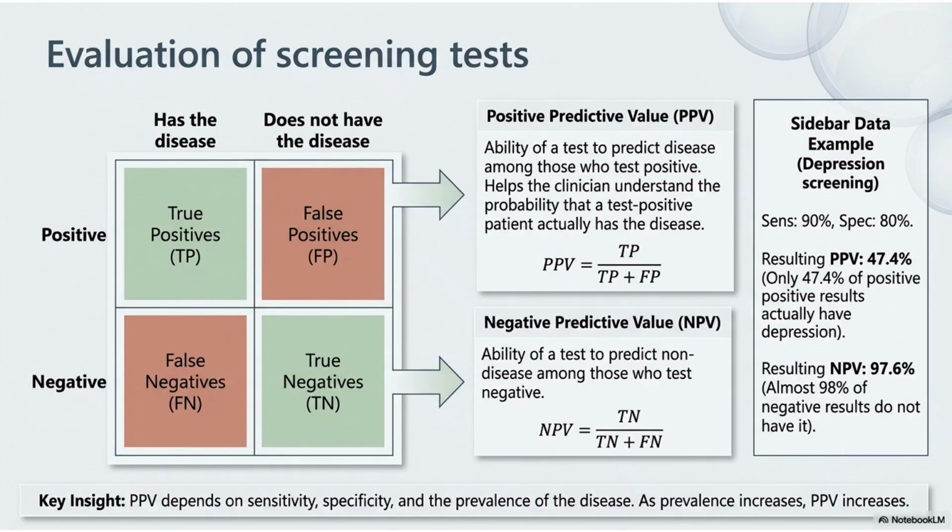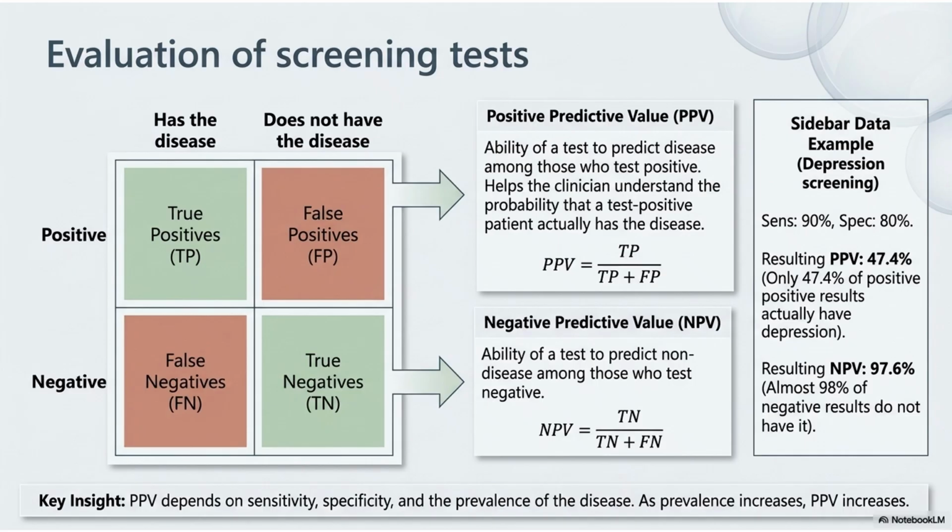So positive predictive value means ability of a test to predict the disease among those who test positive. That means in the denominator, all the people who tested positive for the screening test. That is nothing but true positives plus false positives. And in the numerator, those who have the disease. That is true positives. So it is the ability of a test to predict the disease among those who test positive, and it helps clinicians to understand the probability of the test positive patient actually having the disease.